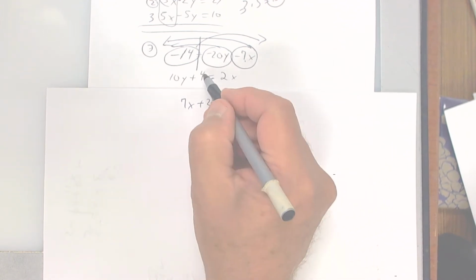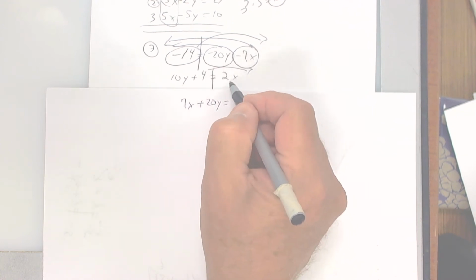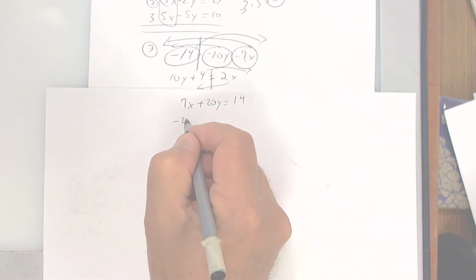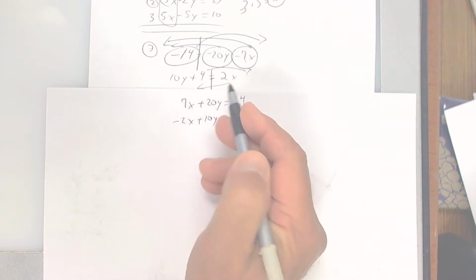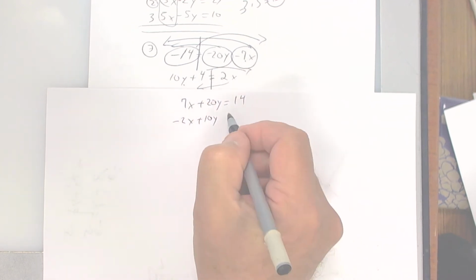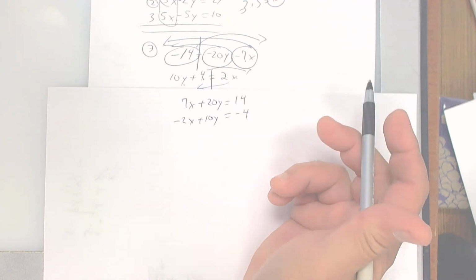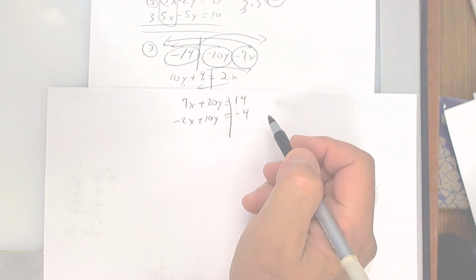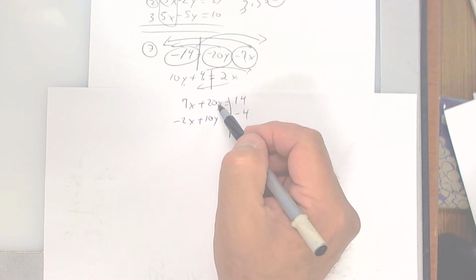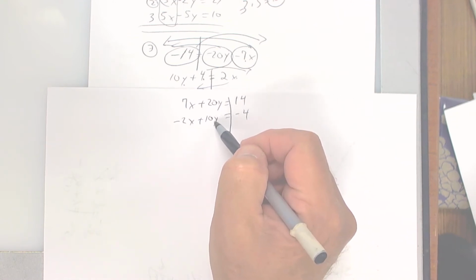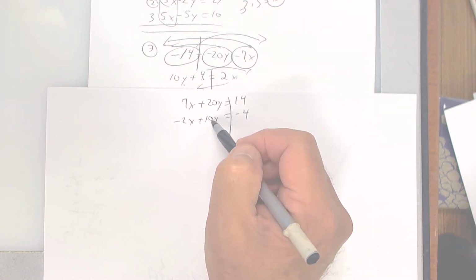Over here, I'm going to take the 4 and bring it over there and bring the 2x over there. So I get a negative 2x plus 10y, because I didn't move the 10, equals a negative 4. The 4 changes because you moved it. Now you got to make something cancel. Well, you could do that one by multiplying by 2. That would give you 20. That would be your best choice.